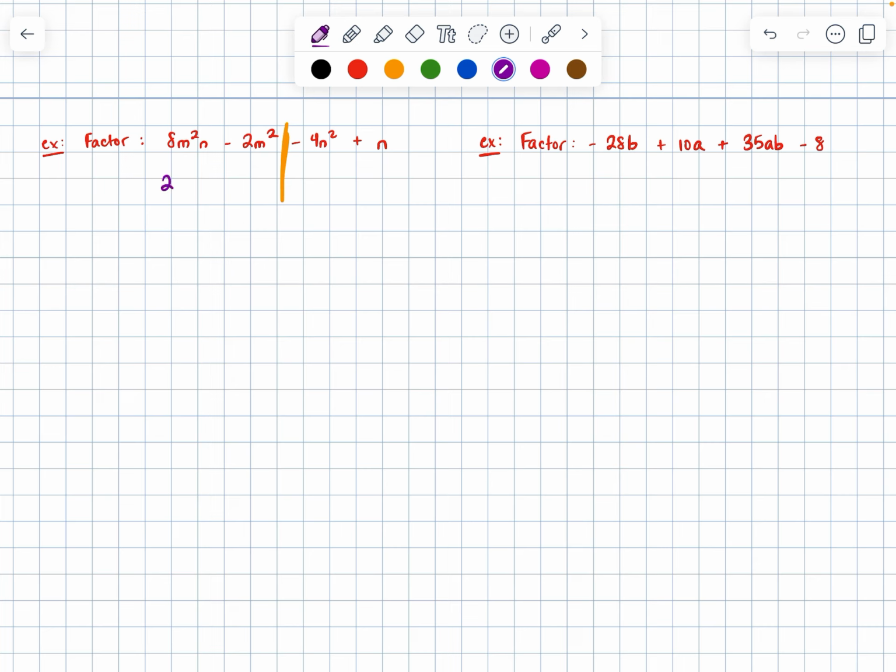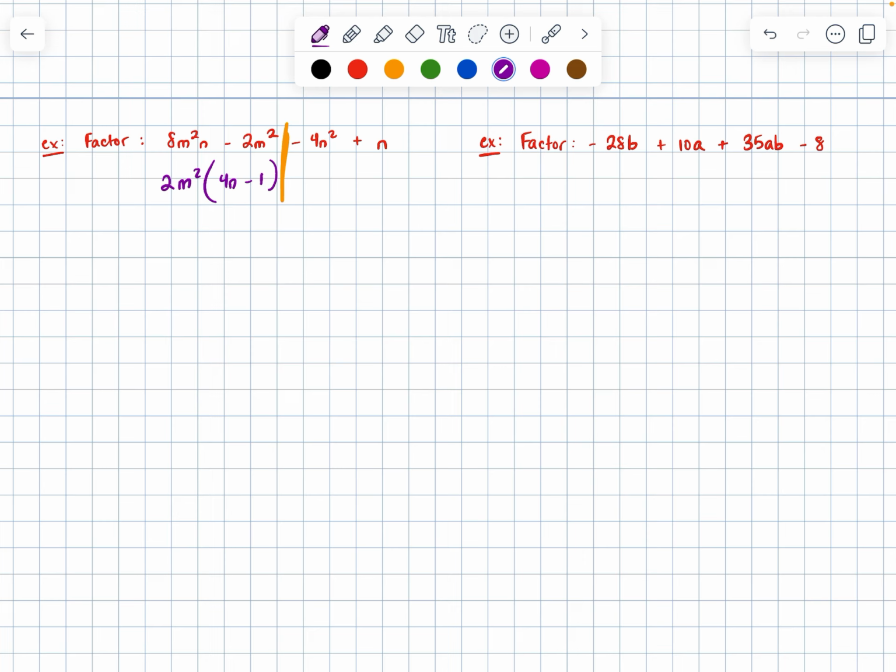Negative 2m squared. Both 8 and 2 are multiples of 2. Both of these you'll notice have an m squared as well. To get from 2m squared to 8m squared n, well, I need to multiply 2 by 4, and I need to add in that n. To get from 2m squared to negative 2m squared, I just need to multiply by negative 1.